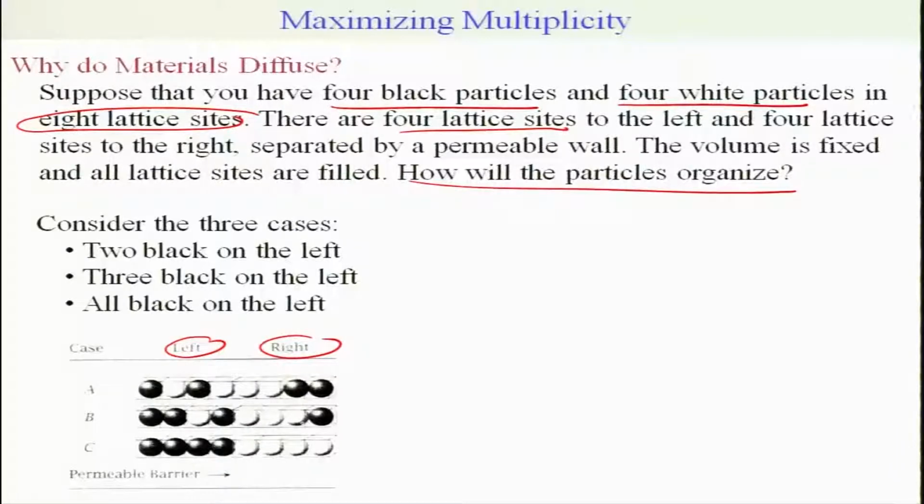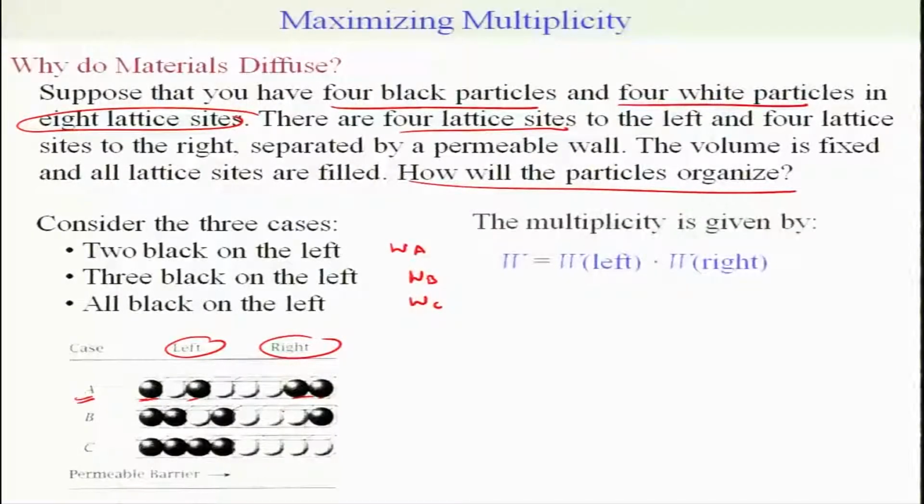In order to understand why particles diffuse, or what is the best scenario for an equilibrium condition, we consider just 3 cases. In case A, you have 2 black on the left and of course 2 black on the right. In case B, you have 3 blacks on the left. In case C, you have all the blacks on the left. And then we ask the question: what is the multiplicity of W_A, W_B and W_C? This would give an indication of which scenario would be more preferred.